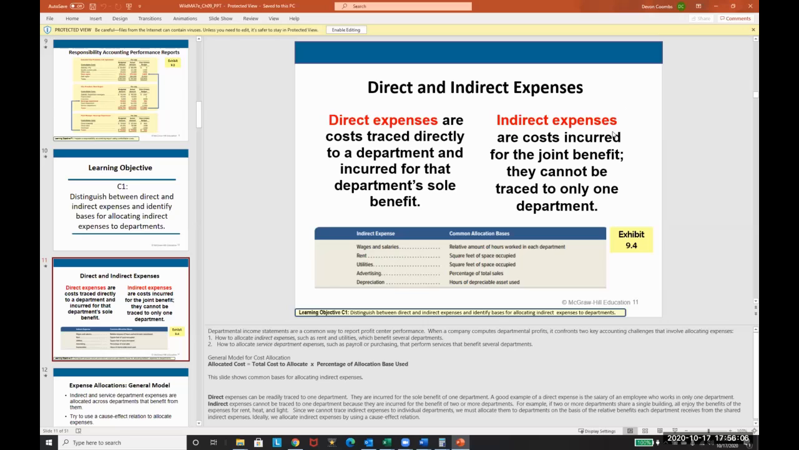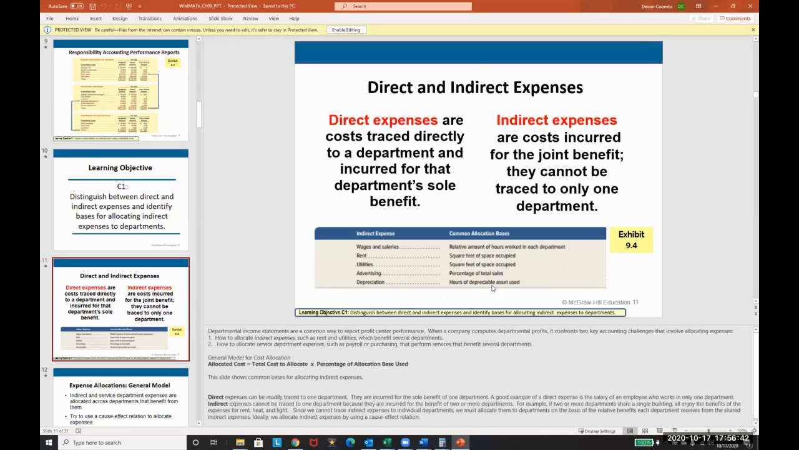An indirect expense might be someone who works in multiple departments, or a shared rent, with a few departments operating in one building. So we'd have to determine how we allocate a portion of these indirect expenses to each department. A good example is wages and salaries relative to the amount of hours. If I worked in two departments, maybe we split my salary 50-50. Maybe rent we allocate based on square feet. Utilities, maybe square feet. Advertising, percentage of sales. Depreciation, hours of depreciable asset used.